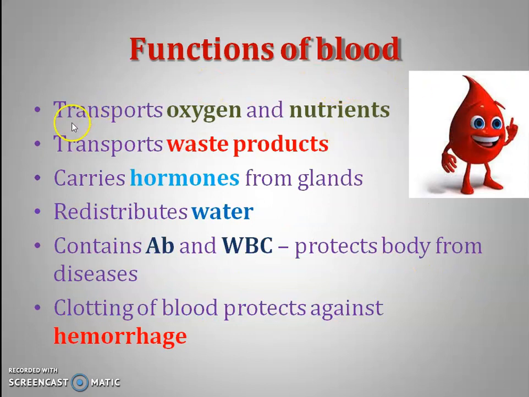Functions of blood. Blood helps in the transport of oxygen and nutrients. It also helps in the transport of waste products. Then it carries hormones from glands, redistributes water, contains antibodies and WBC that protect the body from diseases. Clotting of blood protects against hemorrhage.